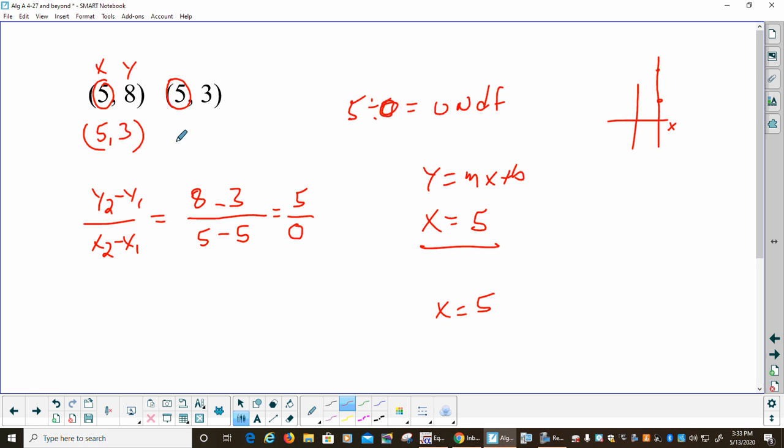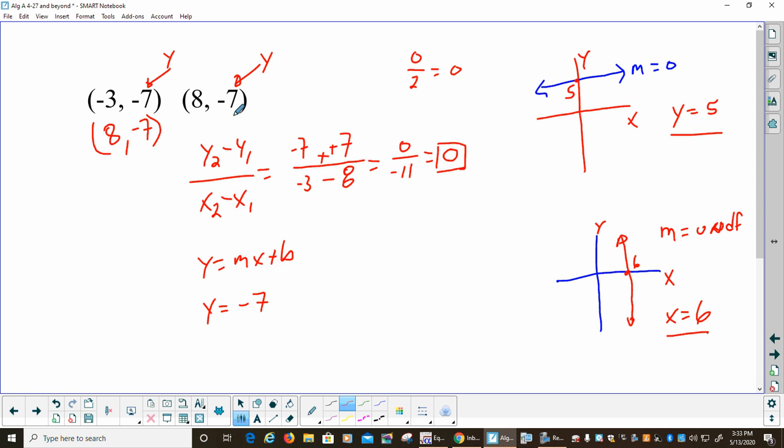Writing the equation of a horizontal and vertical line are easier if you recognize, hey, the y's are the same. That means this thing's going to be horizontal, so it fits this formula. If you want, quick graph it. Negative 3, negative 7. Somewhere down there. 8, negative 7. 8 over, 7 down. Notice that's a horizontal line. It's only crossing the y-axis. Where is it crossing? At negative 7.